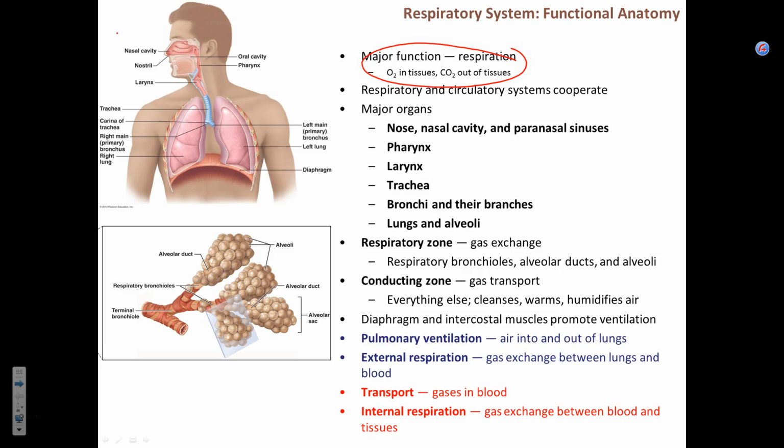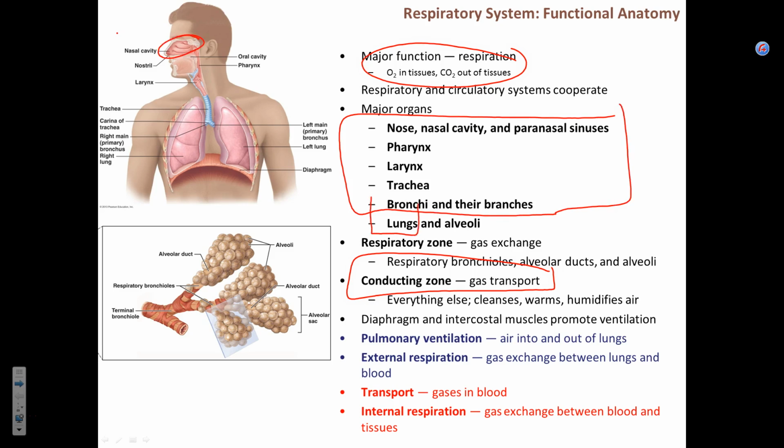And you can separate the respiratory system into two major zones. The conducting zone, responsible for gas transport, consists of organs such as the nose, pharynx, larynx, trachea, well, a bunch of bronchi, which you can't really see in this image. You can consider lungs being a part of the conducting system as well.